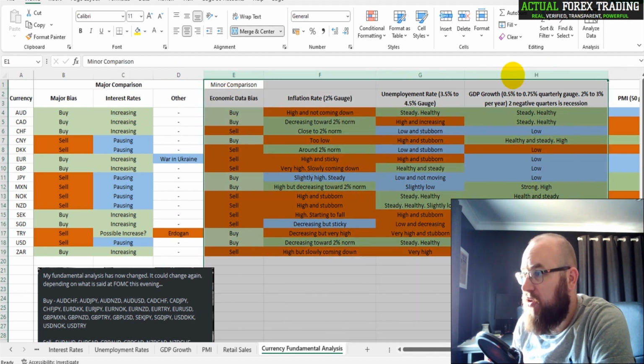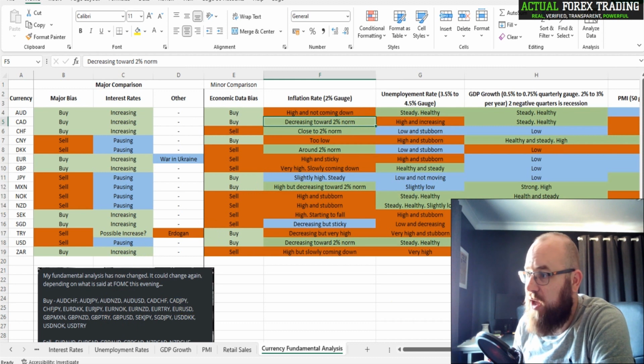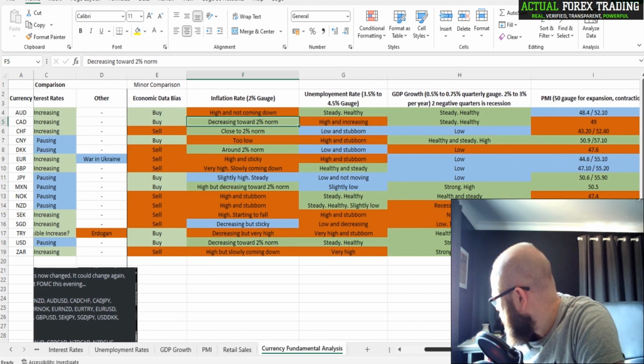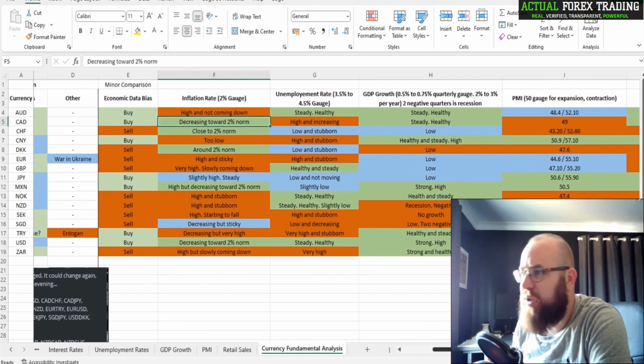How about this minor comparison? Well, there's all this economic data that comes out, and I follow. There's a big van outside my office window. You might hear some background noise.